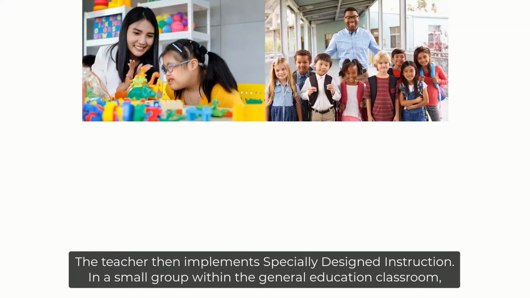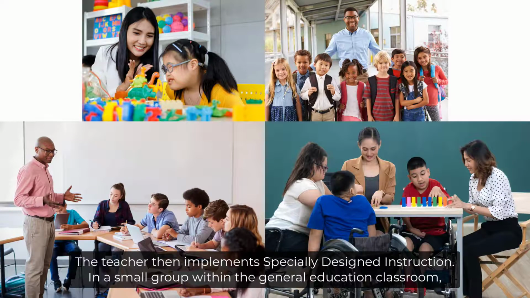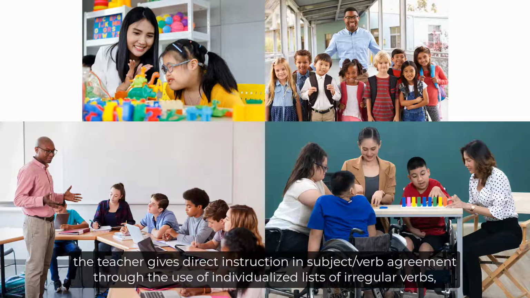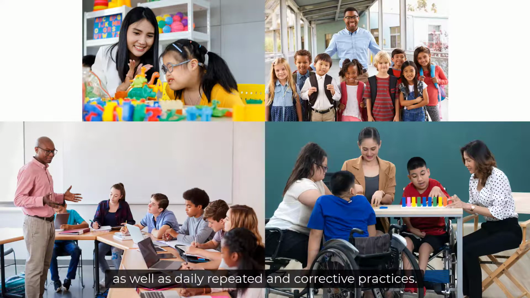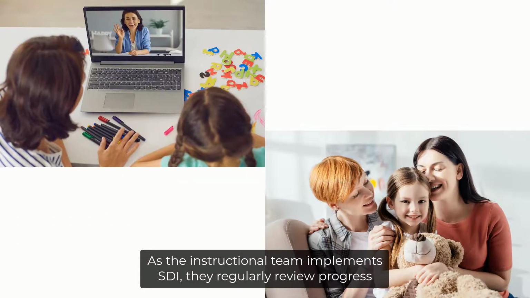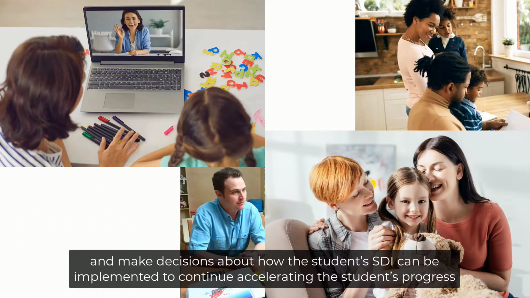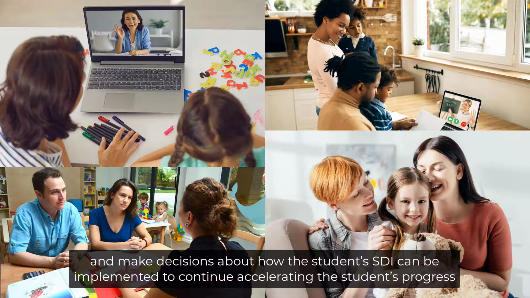The teacher then implements specially designed instruction. In a small group within the general education classroom, the teacher gives direct instruction in subject-verb agreement through the use of individualized lists of irregular verbs, as well as daily repeated and corrective practices. As the instructional team implements SDI, they regularly review progress and make decisions about how the student's SDI can be implemented to continue accelerating the student's progress.